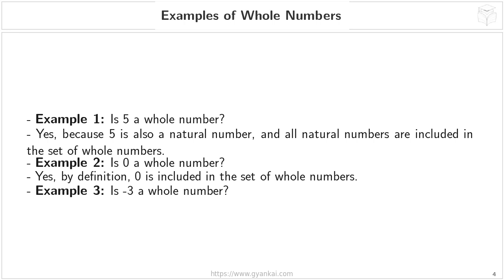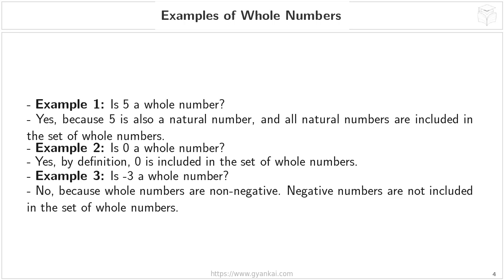Let's look at a negative number. The question is, is -3 a whole number? This time, the answer is no. Remember when we said whole numbers are non-negative, that means they cannot be negative. Whole numbers start at 0 and go upwards. Negative numbers like -3 are not included.